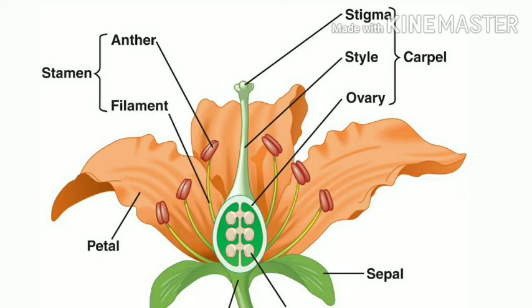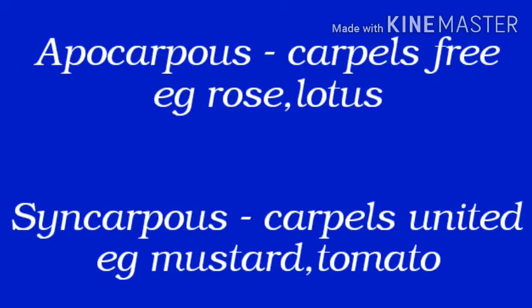Ovary has within it ovules. Ovules are attached to the ovary with a cushion-like structure called placenta. Now if more than one carpel is present, that is if it is a multicarpellary condition in the flower, then all the carpels can be free, as you have seen in rose, even in lotus. Then that condition is called apocarpous condition. If all the carpels are fused, as in mustard and tomato, then it is syncarpous condition.